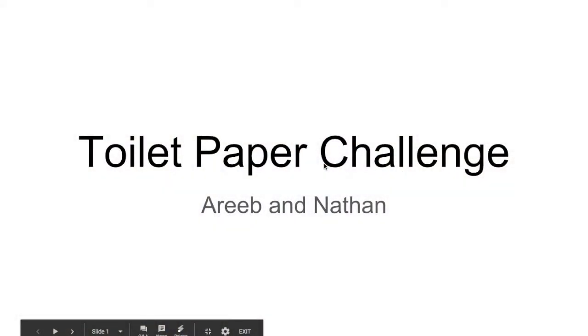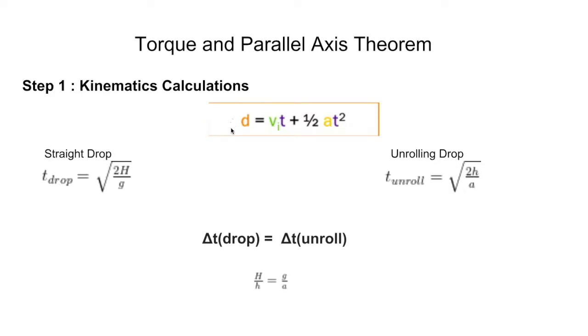Toilet paper challenge using torque and parallel axis theorem. Step 1: Kinematic calculations. Using one of the kinematic formulas, d is equal to v_i delta t plus 1/2 a delta t squared. For the straight drop, t is equal to the square root of 2H divided by g. For the unrolling drop, t is equal to the square root of 2h divided by a. The time of the dropping toilet paper roll is equal to the time of the unrolling toilet paper roll. So H over h is equal to g over a.